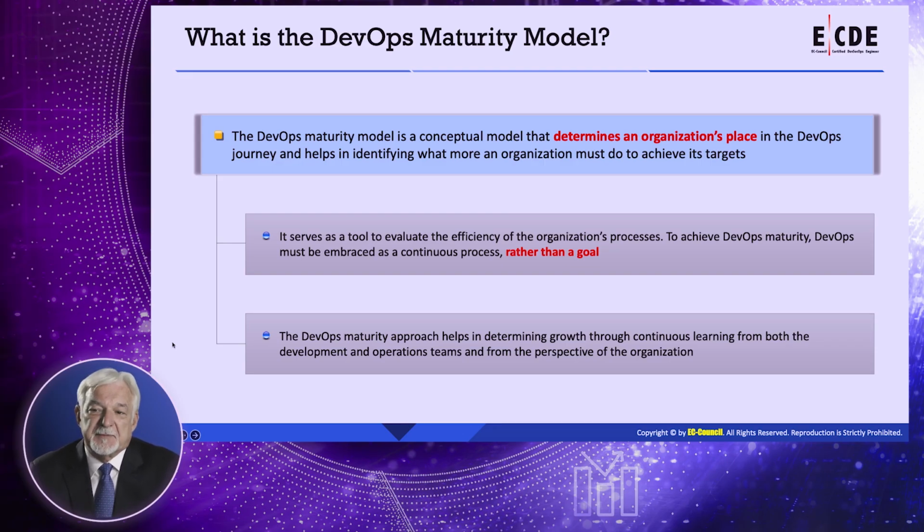To achieve DevOps maturity, DevOps must be embraced as a continuous process rather than just an individual goal. So think of it like, if you start down the DevOps path, it's not ready, set, go, and you're done. It's an iterative process of integrating tools and technologies and refining processes, etc. The DevOps maturity approach helps in determining growth through continuous learning from both the development and the operations teams and from the perspective of the organization.